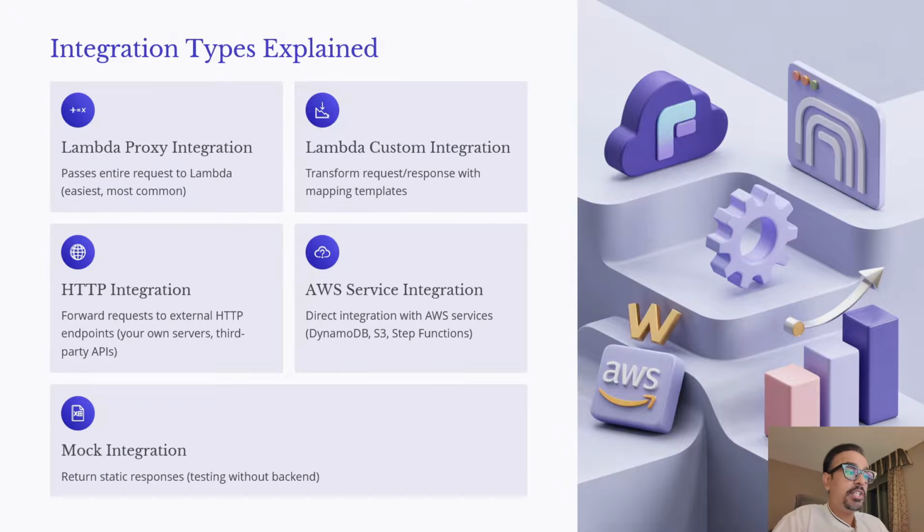Next is HTTP integration, where API Gateway forwards requests to external HTTP endpoints, such as your own server or third-party APIs. So you can be the entry point, and behind you, you can have multiple vendors to whom you forward requests, to whom you would be paying, or who would be part of your association, allowing seamless connectivity beyond AWS. And AWS service integration allows you to directly connect to other AWS services like DynamoDB, S3, or Step Functions without writing any custom code. Perfect for quick internal automations if you want to make any.